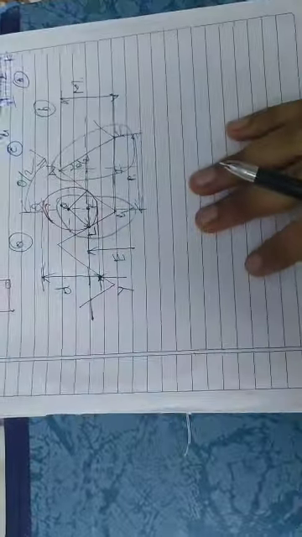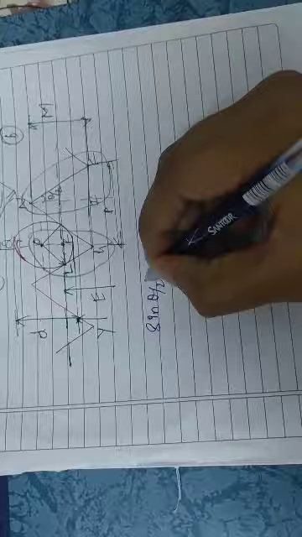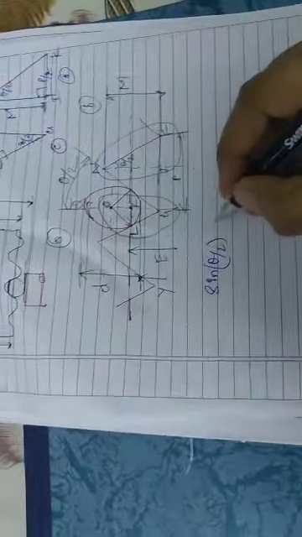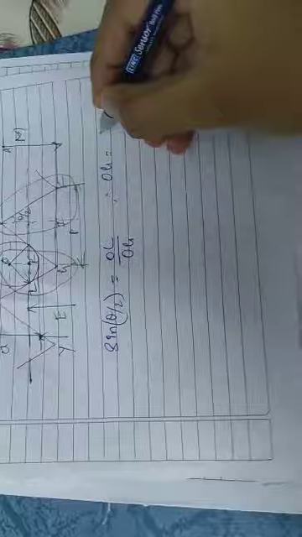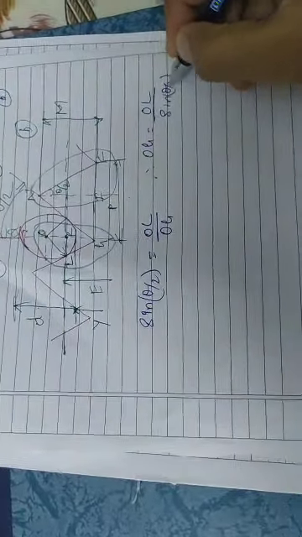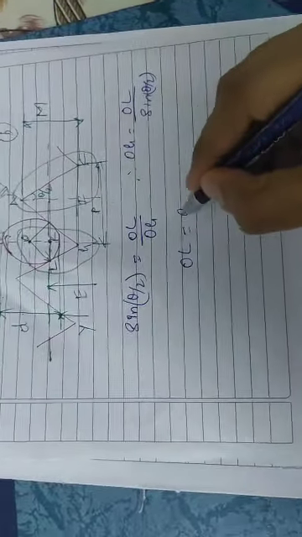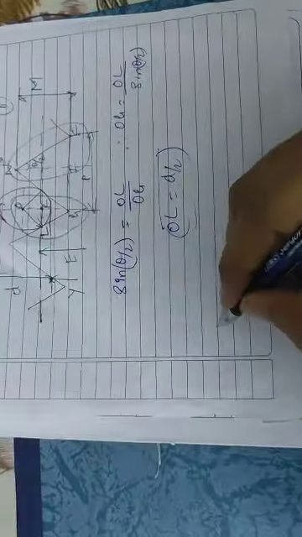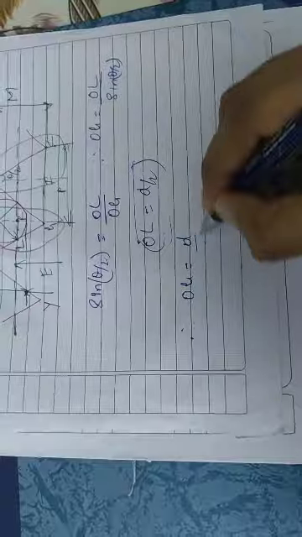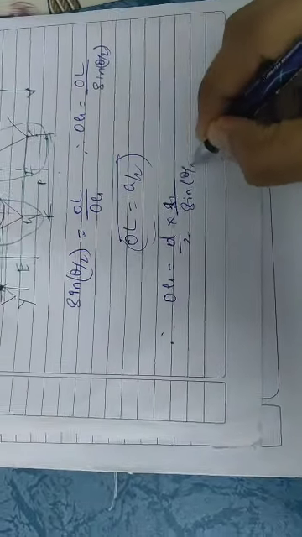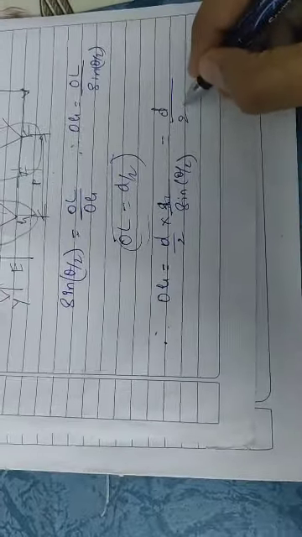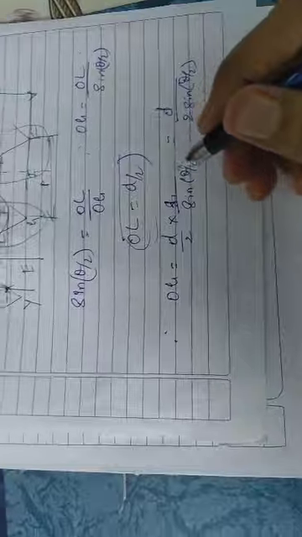Now we will find out the value of the pitch diameter. Initially, sin theta by 2 is equal to OL divided by OG. Therefore OG is equal to OL divided by sin theta by 2, where OL is equal to D by 2. Therefore OG is equal to D by 2 into 1 divided by sin theta by 2, that is equal to D divided by 2 sin theta by 2. This is the value of OG. Call this equation number 1.